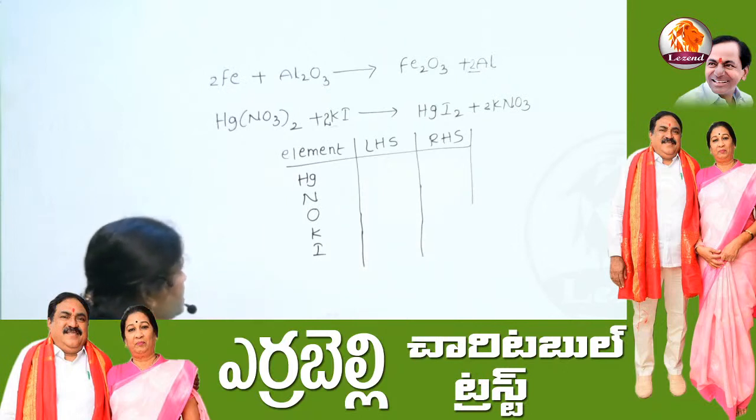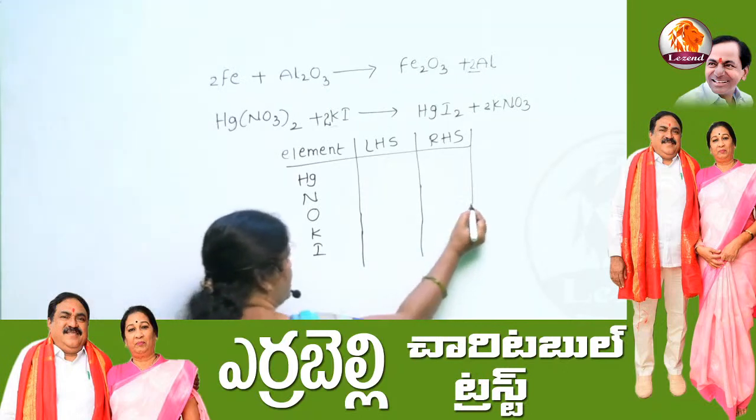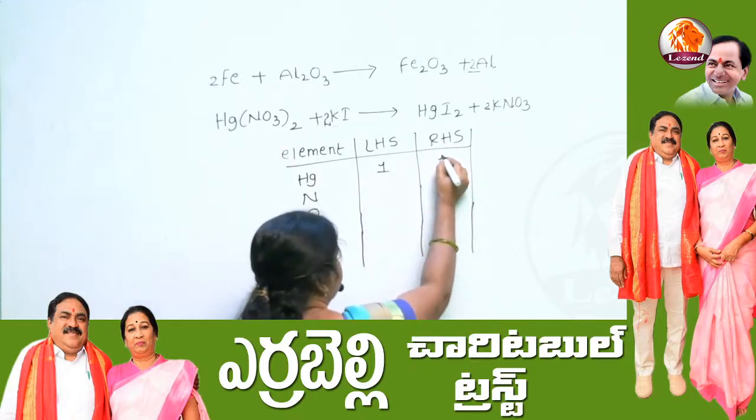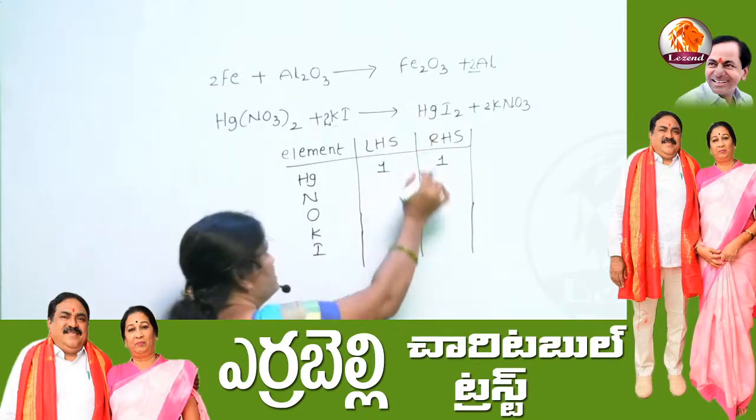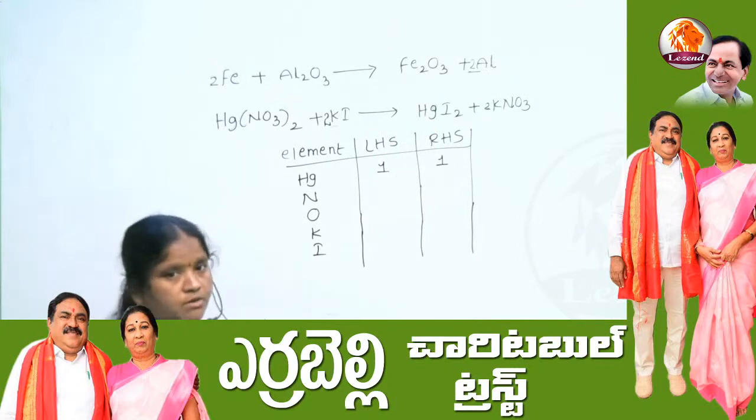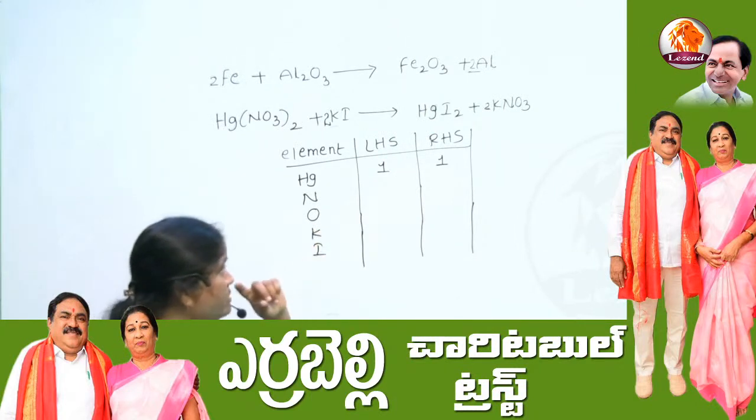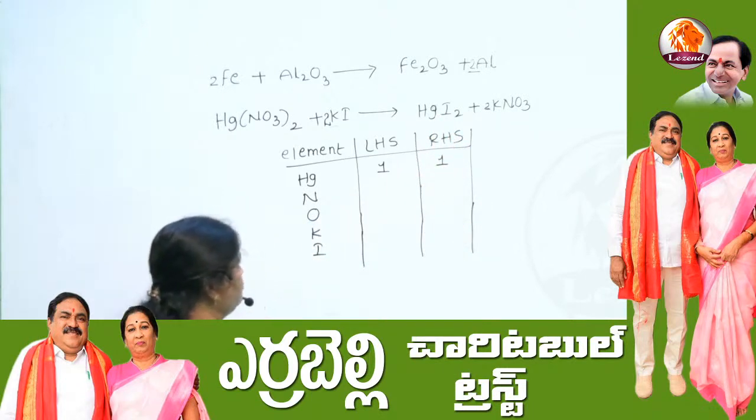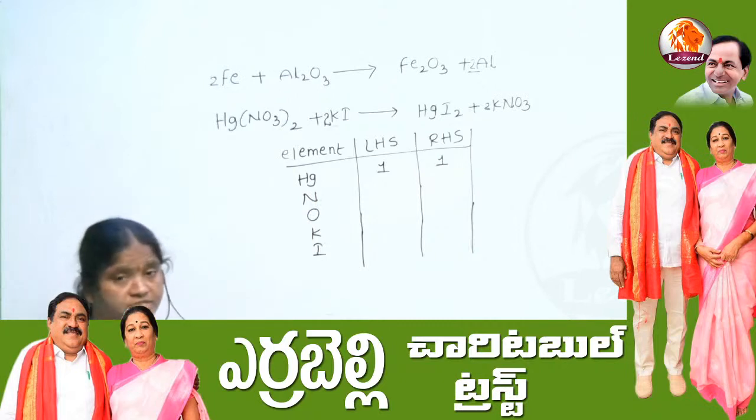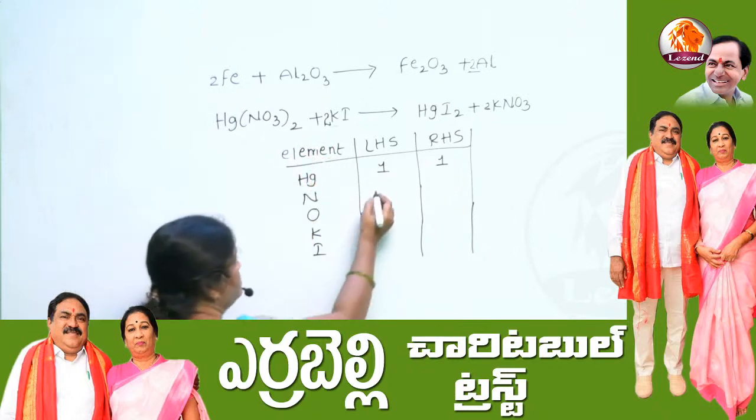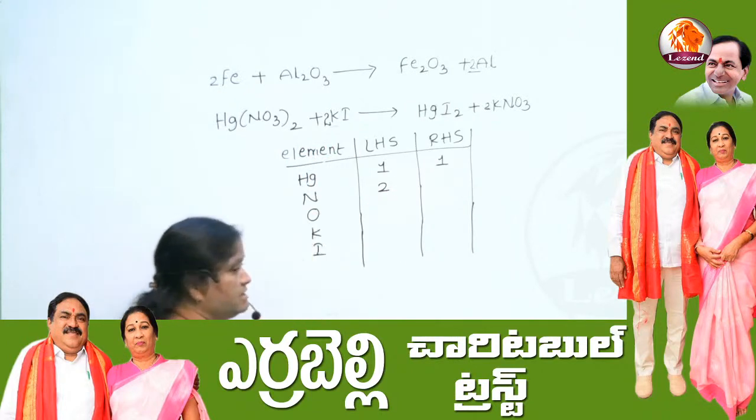After balancing, how many atoms of mercury do we have on both sides? On the left side 1 atom of mercury, and on the right side there is no numerical coefficient before mercuric iodide and no subscript, so only 1 atom of mercury. Nitrogen: Hg(NO3)2 means the nitrogen atoms at the left side, the reactant side, are 2.